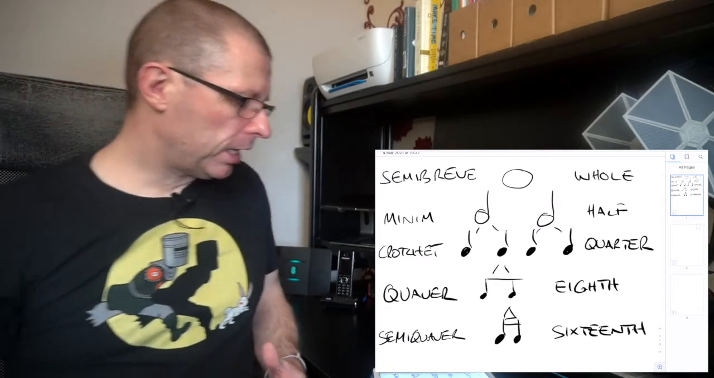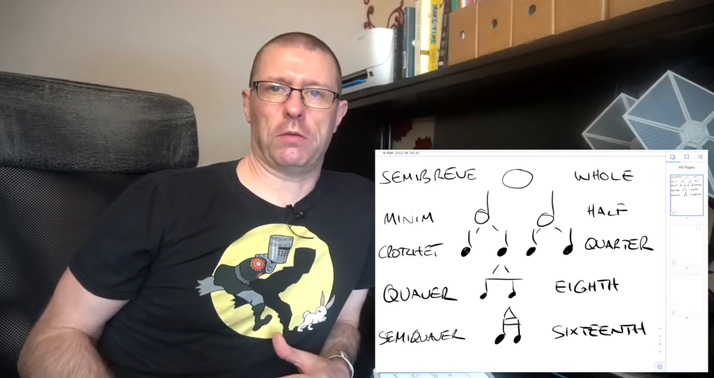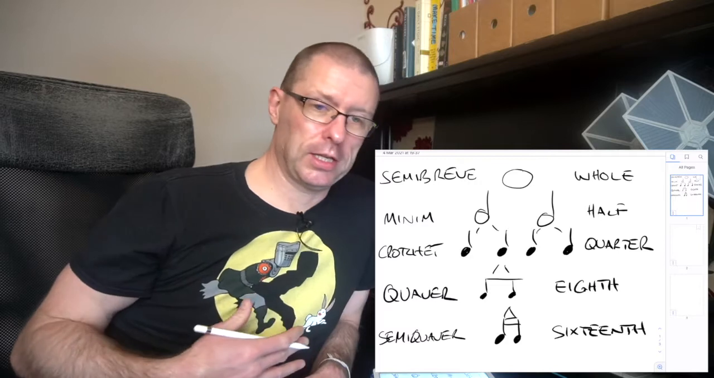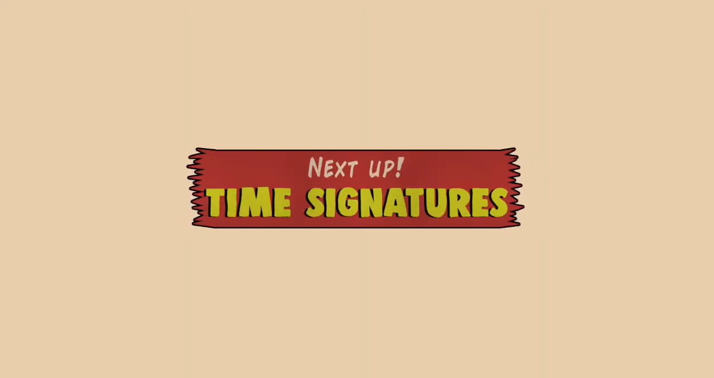Okay, so that gives you an idea of the basic note values. You can actually go shorter than that, and you can go longer than the whole note as well, but they're much more advanced, and you probably won't see them for a very long time in your playing. Okay, the next thing I want to talk about is time signatures.